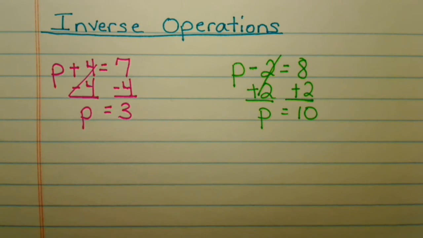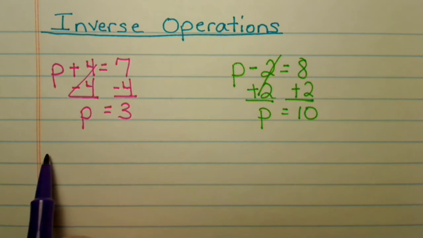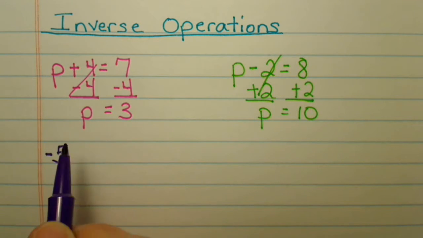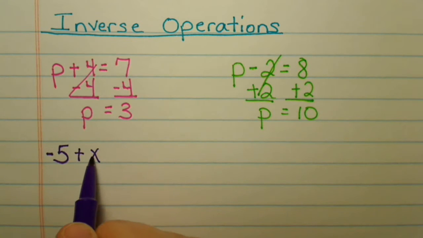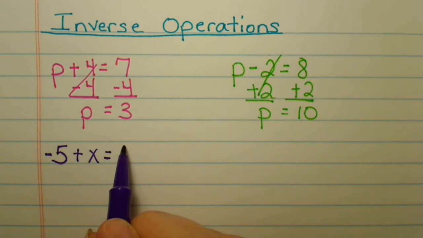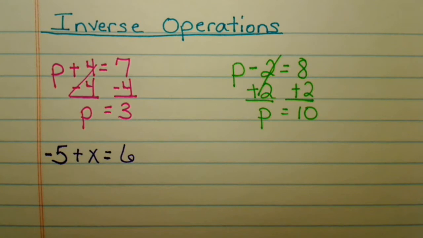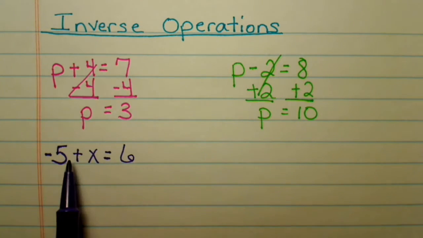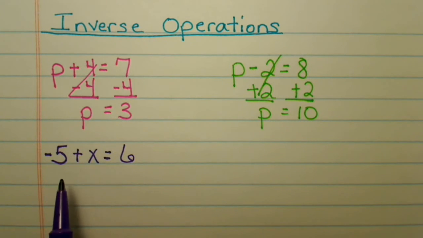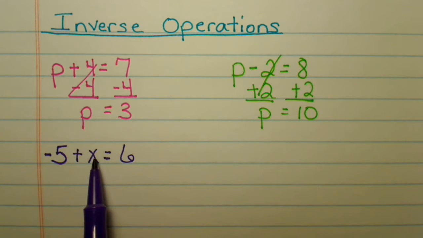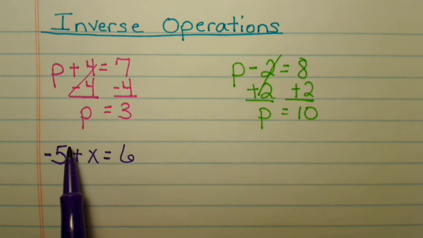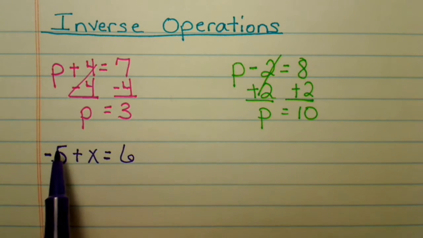One part that does confuse students a lot is if they have a problem that looks something like this. Let's say you have a negative 5 plus x equals 6. Okay, and they look at this problem and think, oh, well, this is addition, I want to do the inverse. But the whole goal in this is to get this x all by itself over here. So this is what you want to move.